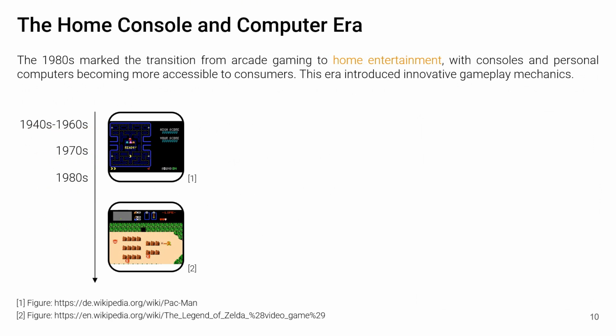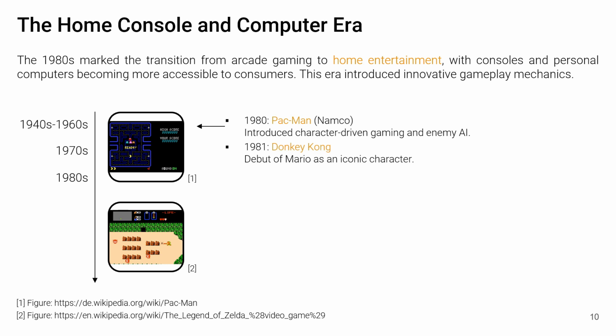The 1980s marked the transition from arcade games to home entertainment as consoles and PCs became more accessible to consumers. This era brought about very innovative game mechanics. The game Pac-Man was released in 1980 and introduced character-driven gaming. Donkey Kong from 1981 is considered the founder of the platform game genre and marks the debut of one of the most famous game characters of all time, the plumber Mario, who later becomes Super Mario.